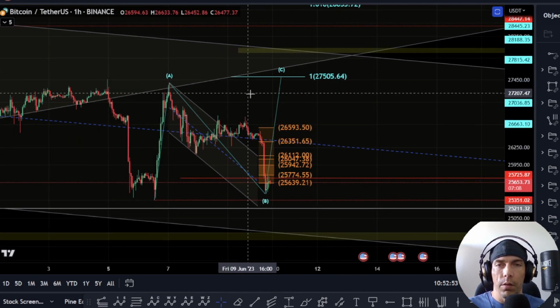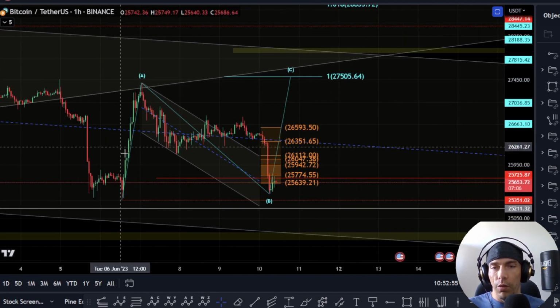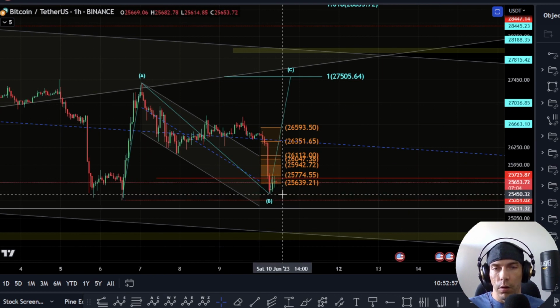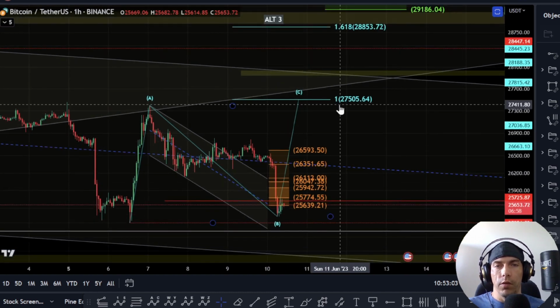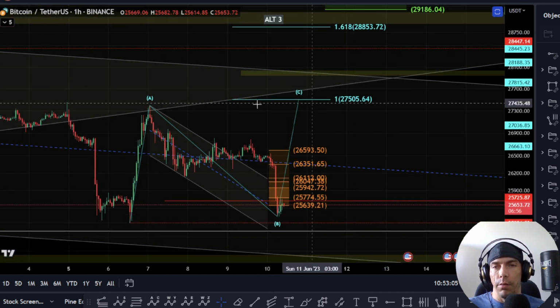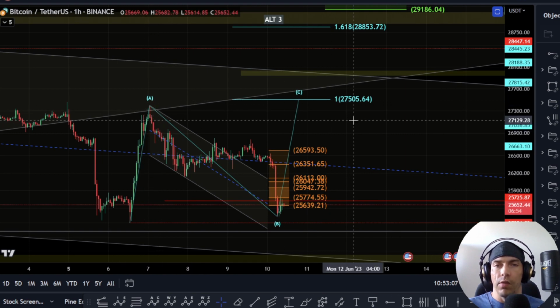So we need to just keep an eye on it. Now, within this, if we did currently hold our position where we are here at this 25,464, our 1-to-1 would actually be here at this 27,505. Now, that would actually bring us back into these highs here.